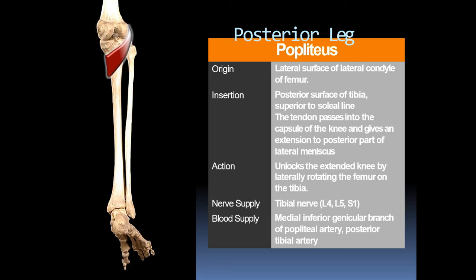on the tibia. Its nerve supply is through tibial nerve, whose root value is L4, L5, S1. Its blood supply is through the medial inferior genicular branch of popliteal artery and the posterior tibial artery.